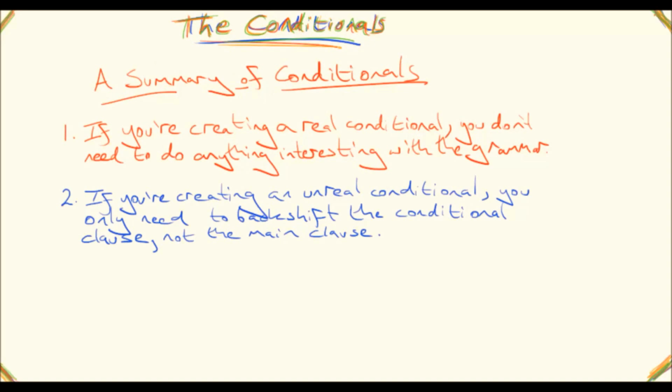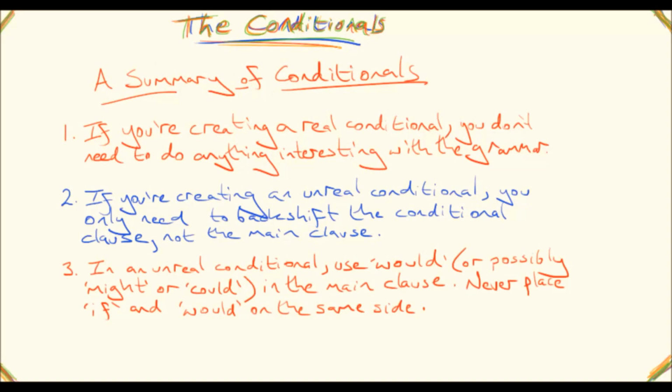The second thing, if you're creating an unreal conditional, you only need to backshift the conditional clause, not the main clause. Don't backshift both of them, just the conditional clause, just the if clause. Next one. In an unreal conditional, use would, possibly might or could, in the main clause. Never place if and would on the same side. Never place them on the same side.